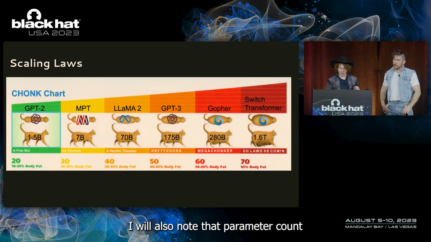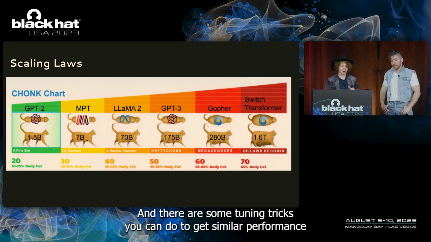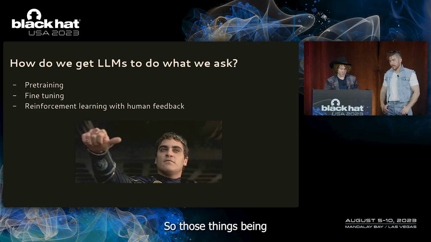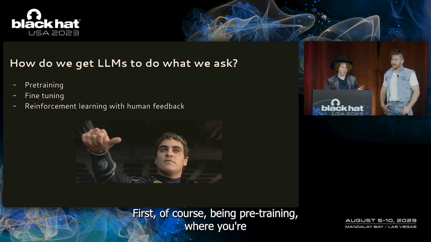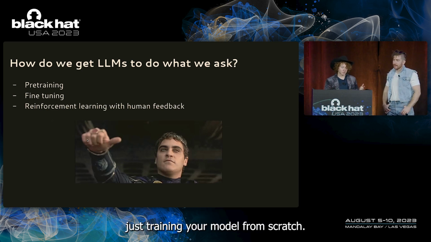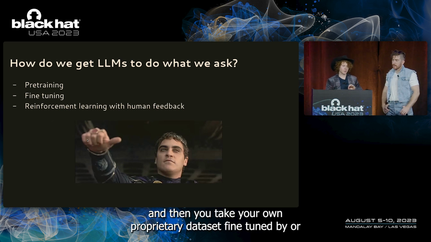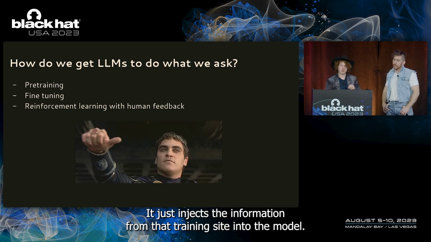I will also note that parameter count has turned out to be more complicated than simply more equals better. There are some tuning tricks that you can do to get similar performance out of smaller parameter models just by doing some crazy training things. First off, there are 3 ways in which you can get information into a language model. First, of course, being pre-training, where you're just training your own model from scratch. Second, being fine-tuning, where you take somebody else's weights and your own proprietary data set, and train on that data set with the same weights, and it injects the information from that training set into the model.